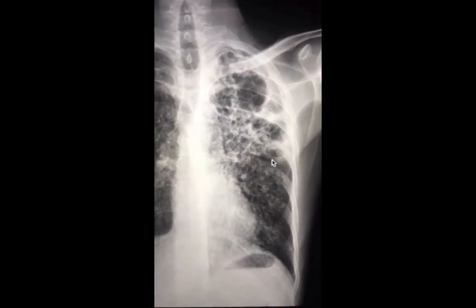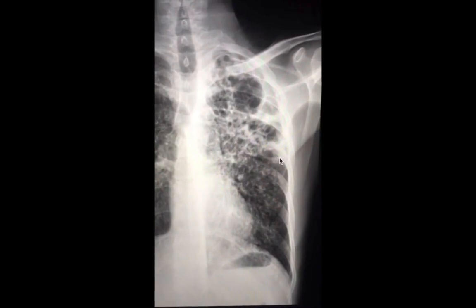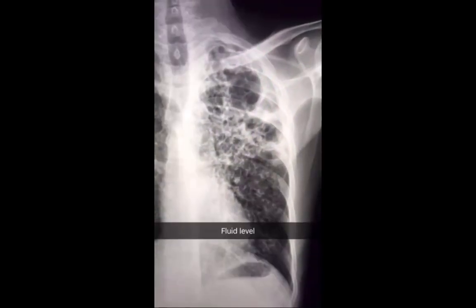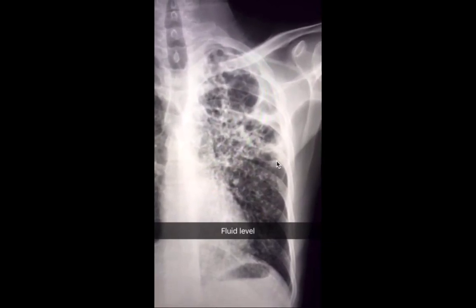And if you look with an expert eye, you'll notice that some of these cavities have fluid levels. Sometimes it's easier to see the fluid level than to identify the cavity itself, so look carefully for fluid levels denoting cavities.